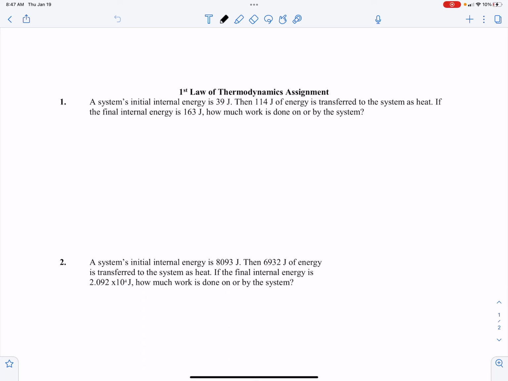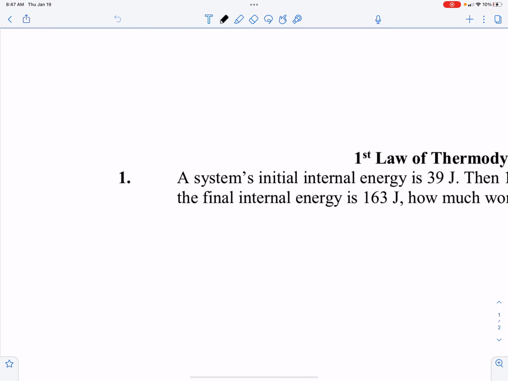Today we're going to be looking at an application of the conservation of energy, specifically called the first law of thermodynamics. First, let's review what it is. Now, the conservation of energy law tells you the total amount of energy remains constant.